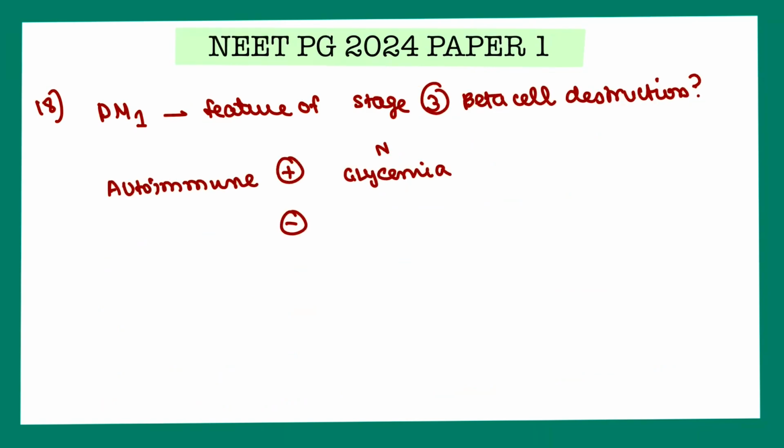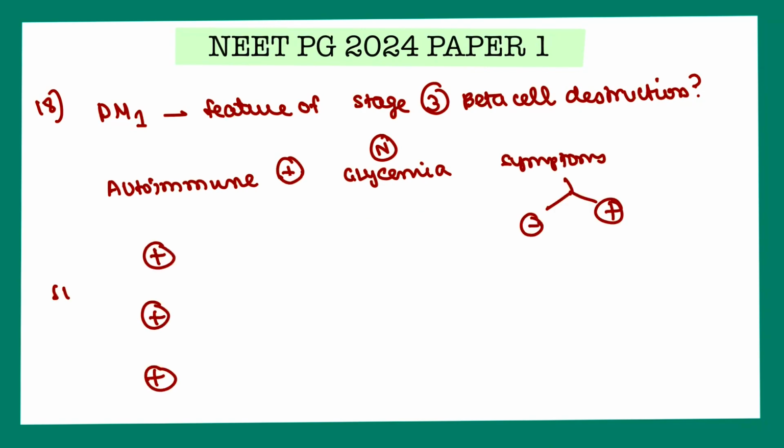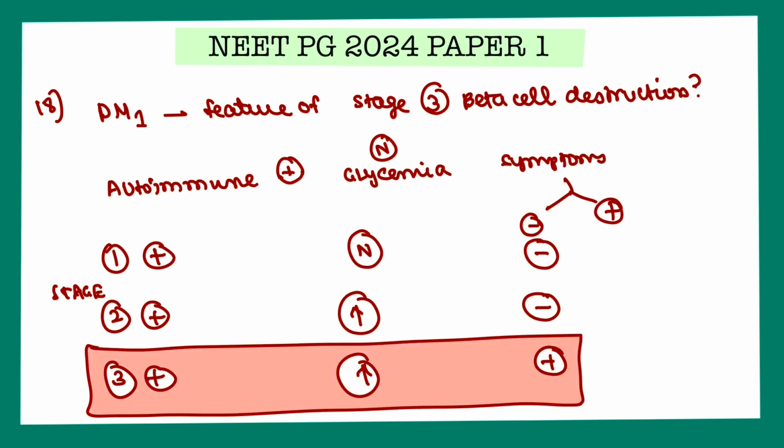Next, a diabetic patient, type 1 diabetes, stage 3 beta cell destruction. What is the features? See, diabetes mellitus type 1 always autoimmune, and in stage 1 it will be normoglycemic without symptoms. Stage 2 it will be dysglycemic without symptoms. Stage 3 it will be dysglycemic with symptoms. So the answer is option 3.